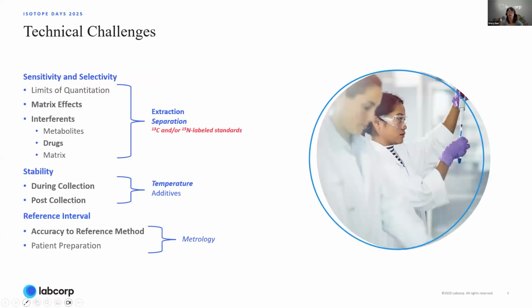So we've had several technical challenges. Since we have to measure both low levels and high levels, that's challenging in itself, but I want to focus on how we used extraction, separation, and carbon-labeled or nitrogen-labeled internal standards to address matrix effects and drug interferences. And we used temperature to address stability issues both during collection and post-collection, and how we use metrology to show accuracy to a reference method so that we could verify an established reference interval.